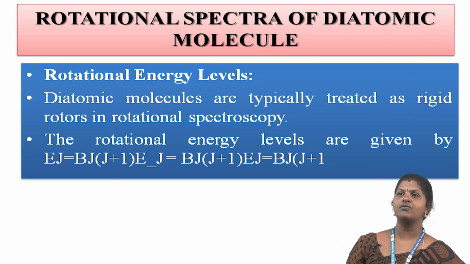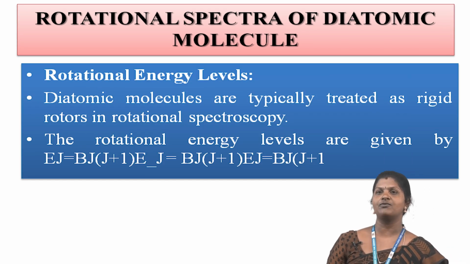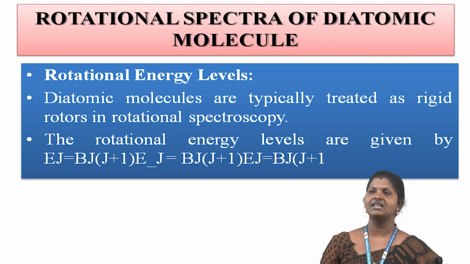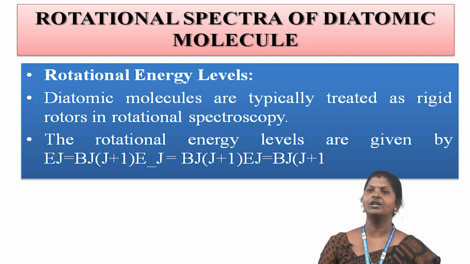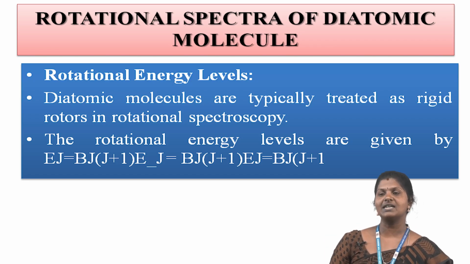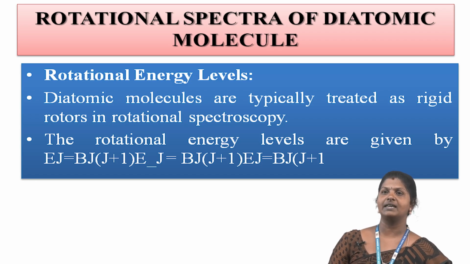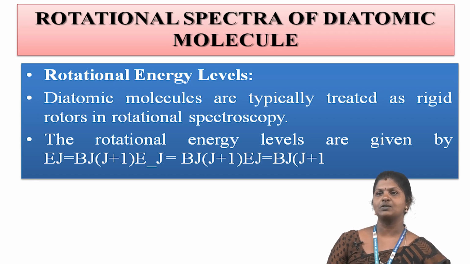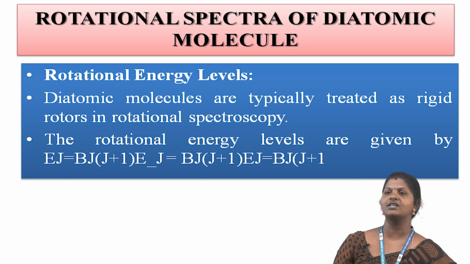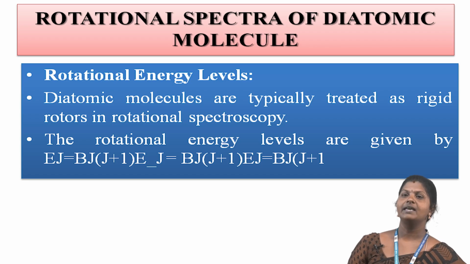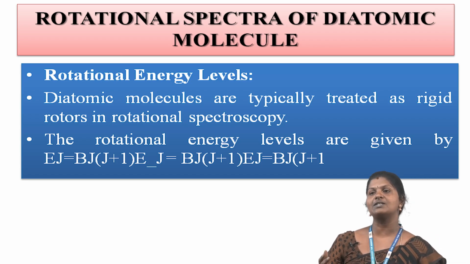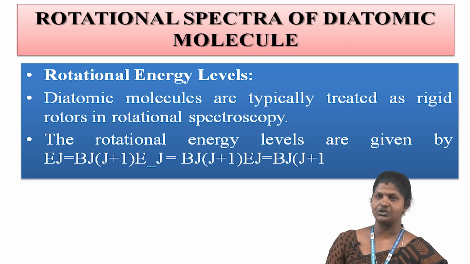In the rotational spectrum of diatomic molecules, the molecules are typically treated as a rigid rotator. The rotational energy levels are given by E_J = B J(J+1), where J is the rotational quantum number and B is the rotational constant. Explain how the energy levels are spaced and how they depend on the molecule's moment of inertia.